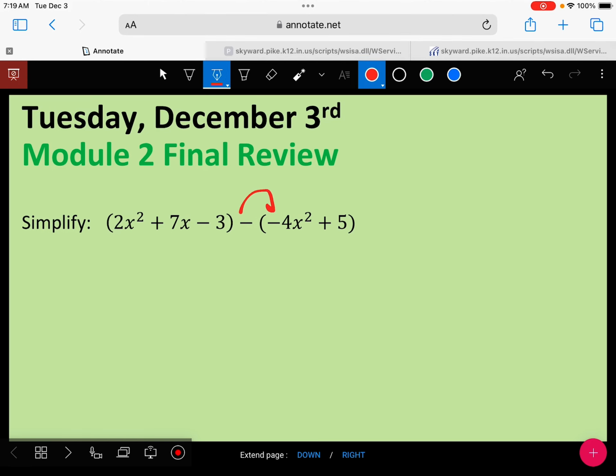Okay, so you're going to change and change. Everything in this parentheses gets a sign change because it's subtraction. You only have to do this when it is subtraction. So because it's subtraction, in between our two parentheses, we have to do a sign change.